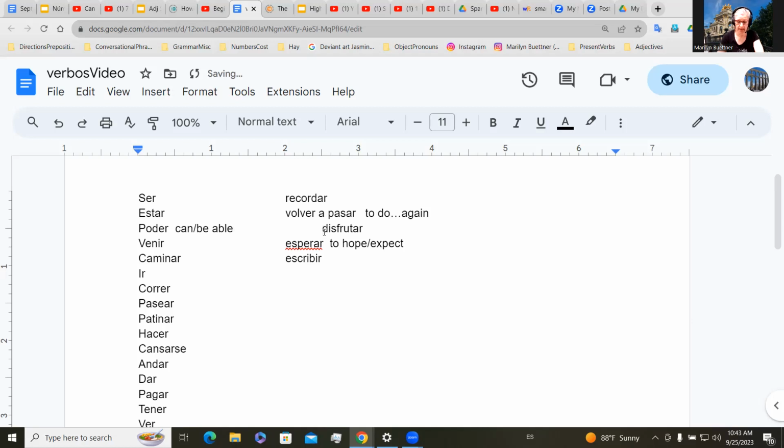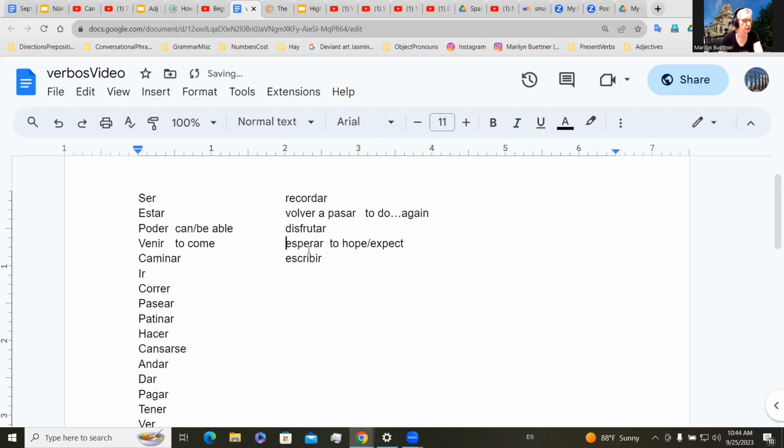Okay. And we're going to combine poder. You can combine that with any verb to say that you can do something. So the point of that video is we're looking at common verbs that you hear a lot. High frequency verbs, right? Venir, which is to come, right?